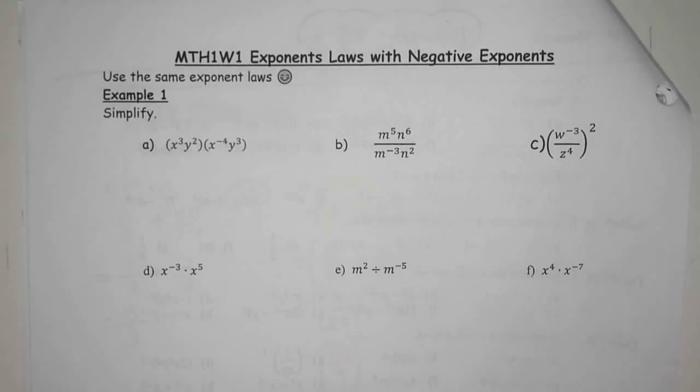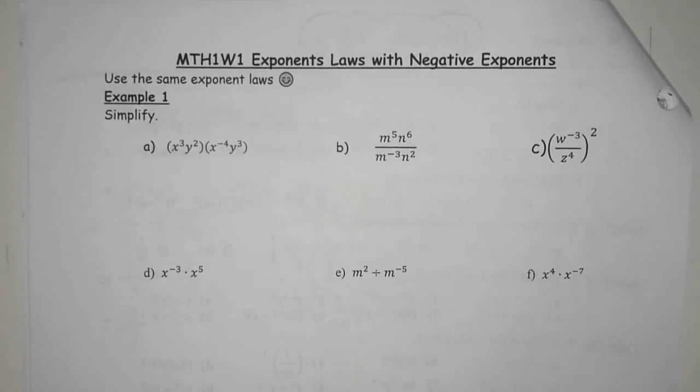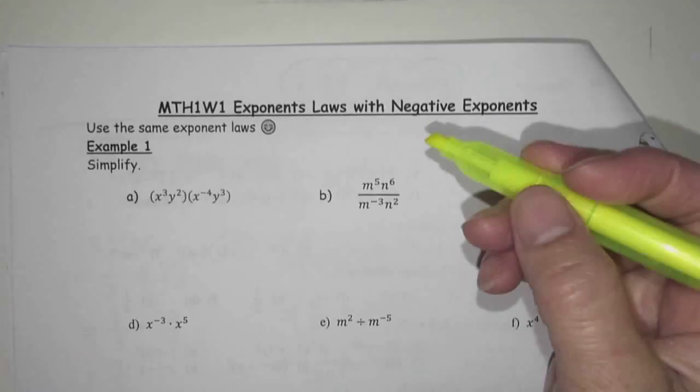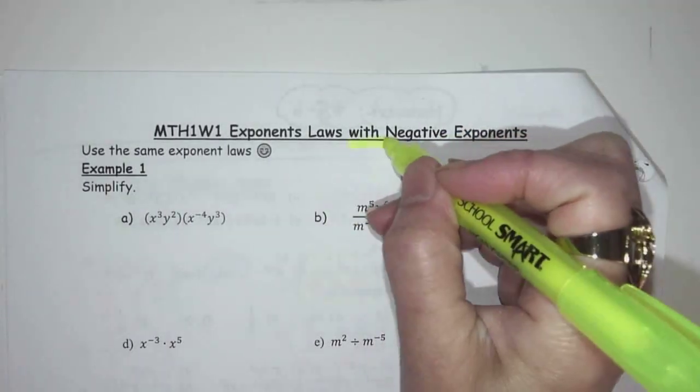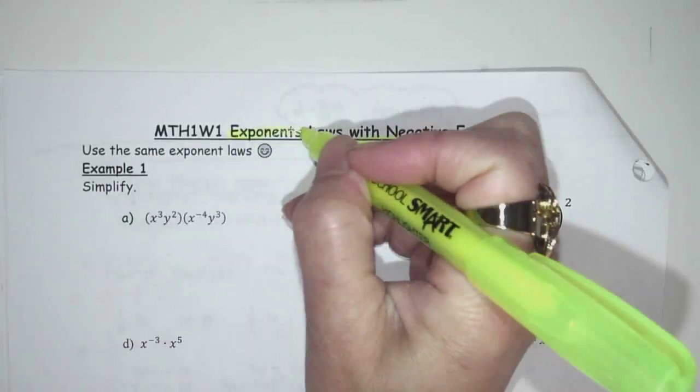In this section we are looking at exponent laws, the same exponent laws that we've done already in the previous unit. But now we're doing exponent laws with negative exponents. So we've done exponent laws already.